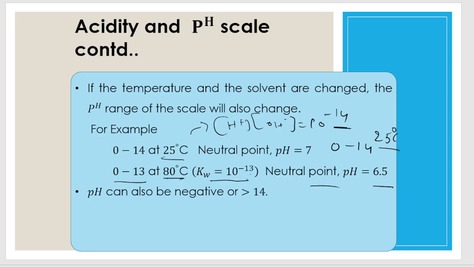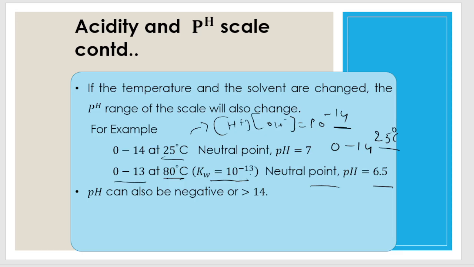It depends upon the Kw. In turn, the Kw depends upon the temperature. That means the pH range can be greater than 14, or it can be negative also; it always depends upon the temperature of that particular solution, water or aqueous solution. Okay, that is all about the fundamental concept of pH.